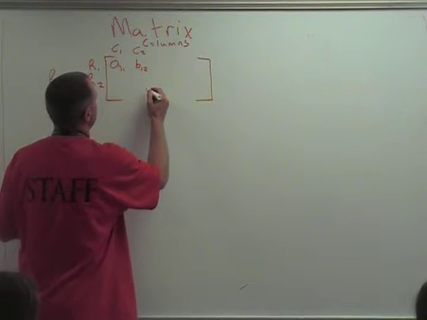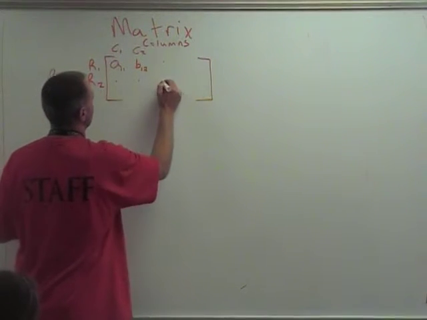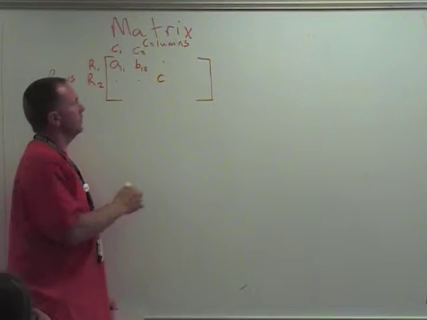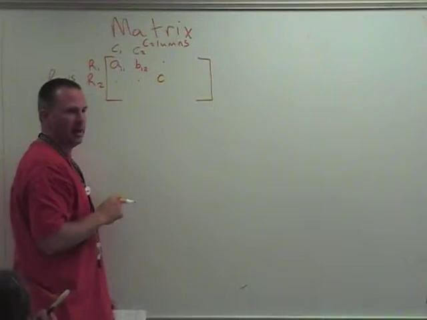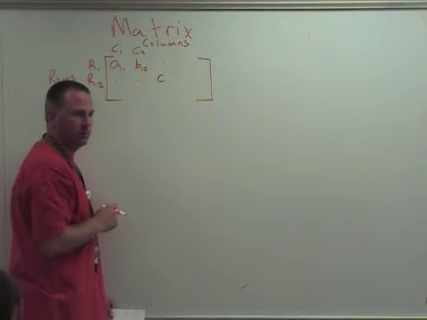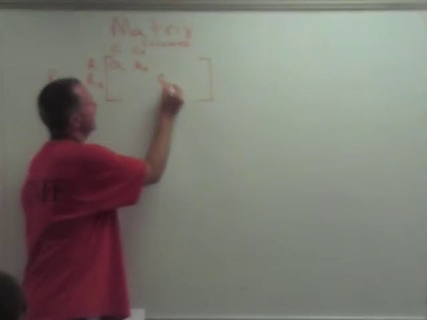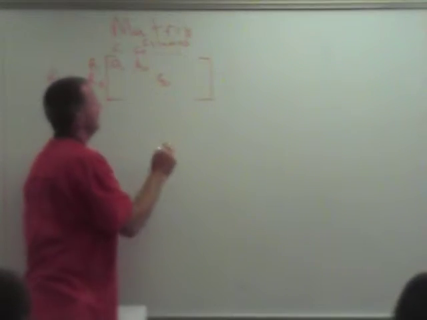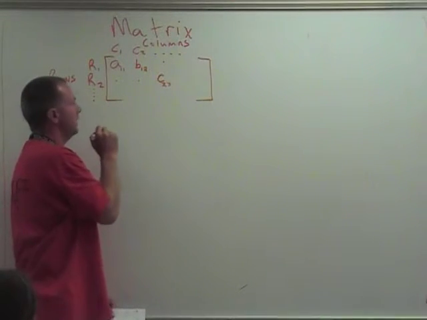So, let's say we're over here. This is entry C. Sophie, what is that position? Row 2, column 3. Alright. And this goes over infinitely many times. This goes down infinitely many.